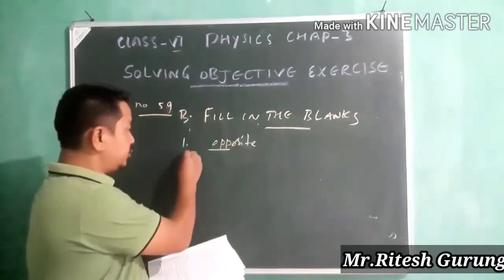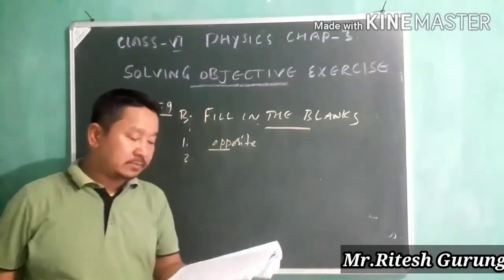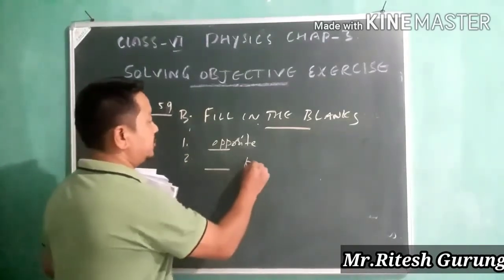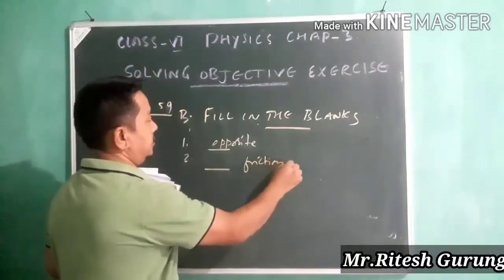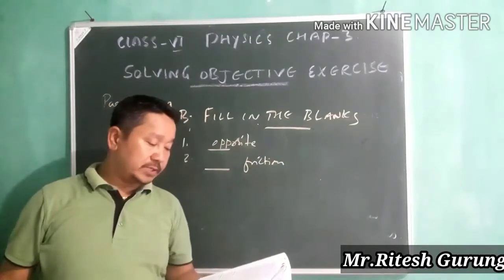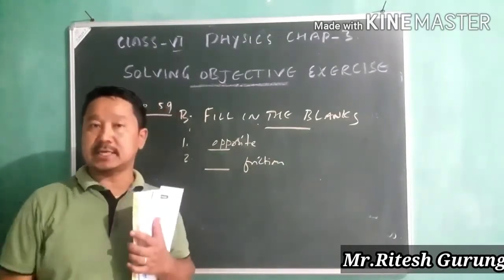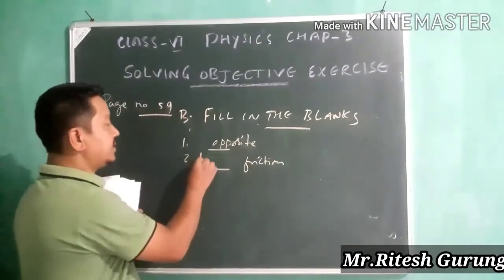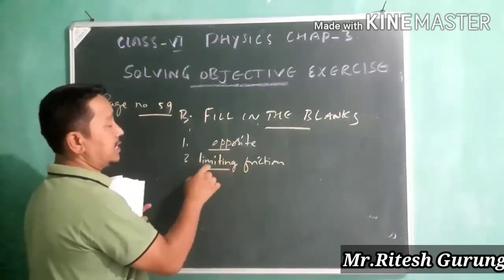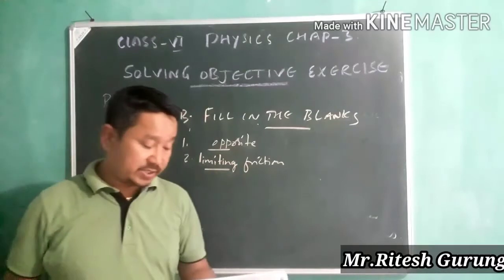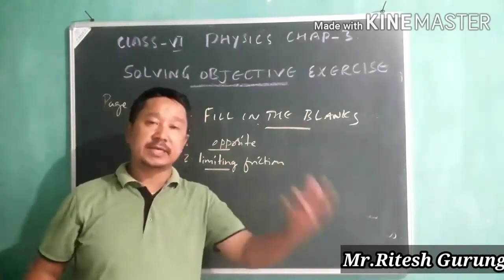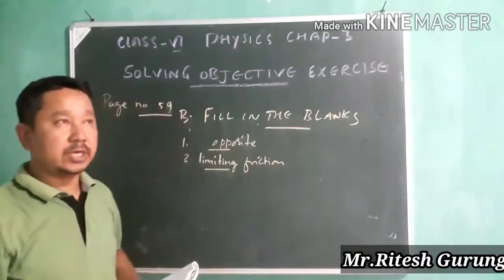Then number 2, the maximum value of friction is called what? Which friction? We discussed last time during the session, it is limiting. Check your answer. Limiting friction. Maximum up to that point the friction can go, beyond which it cannot.